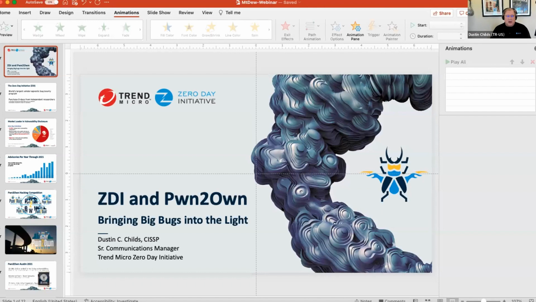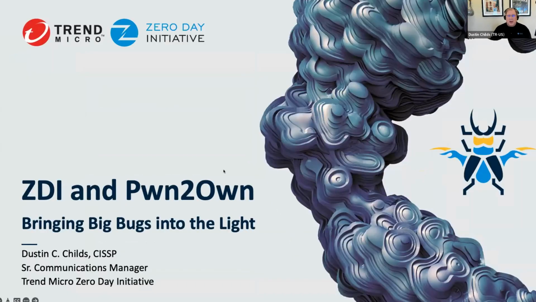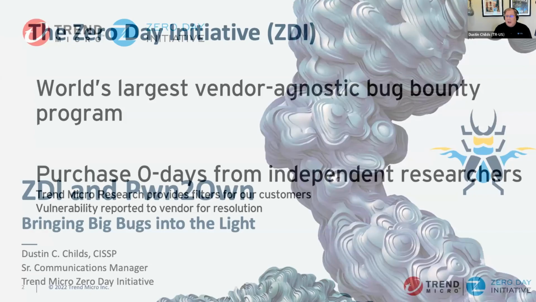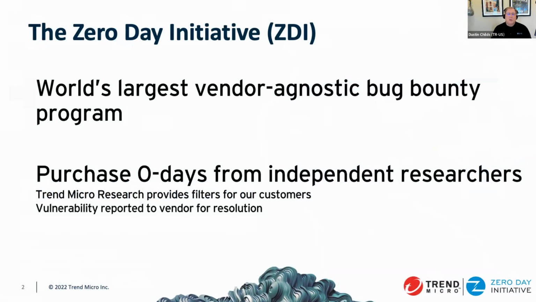My name is Dustin Childs, and I am the Senior Communications Manager for the Zero Day Initiative. If you're not familiar with ZDI, we are the world's largest vendor bug bounty program. What that means is, the largest vendor agnostic bug bounty program. What that means is we buy bugs from independent security researchers around the globe. And vendor agnostic means we buy Microsoft bugs, Apple bugs, IBM bugs, Cisco bugs, ICS SCADA bugs, all sorts of different vendors' bugs that we purchase for varying prices from these researchers around the globe.